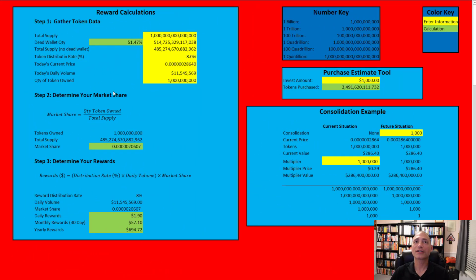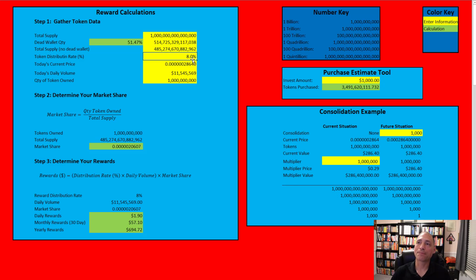So now on our trusty Excel, we've got 1 quadrillion. I use this particular design for all tokens, then I just adjust it. For normal calculations, you need all the data that's in yellow. I leave 1 quadrillion in there because that's the same number. Their dead wallet quantity is 514 trillion, which leaves a total supply of 485 trillion. And you'll see that comes down to our first calculation right here.